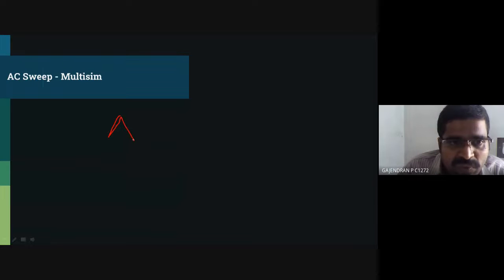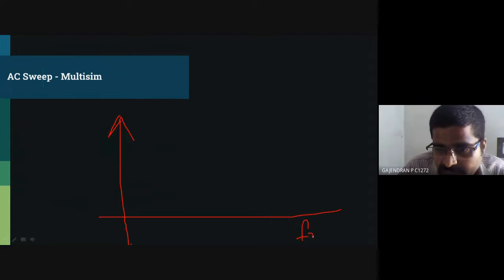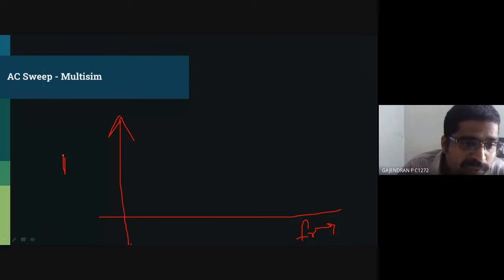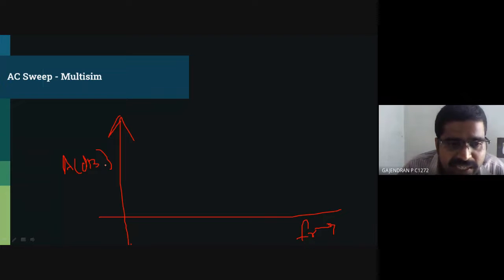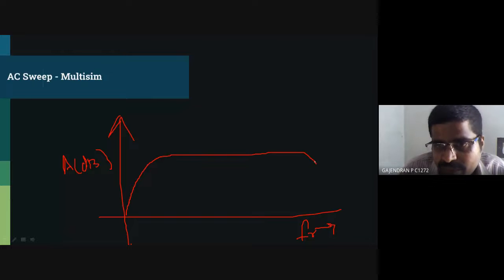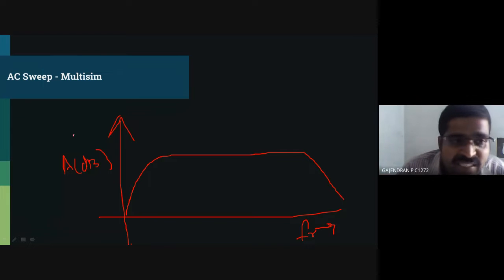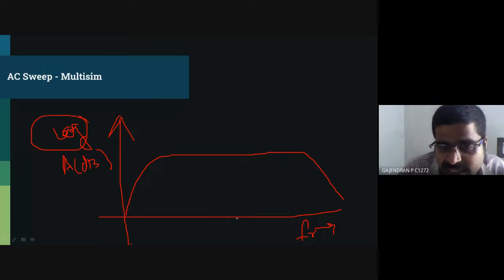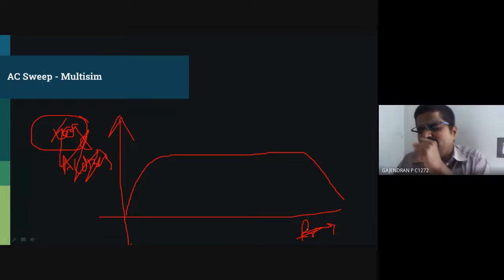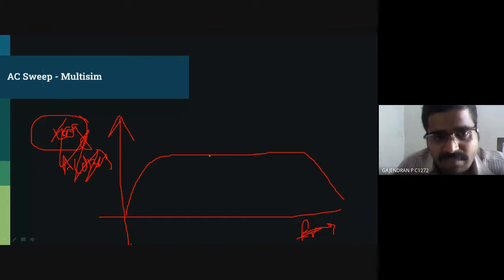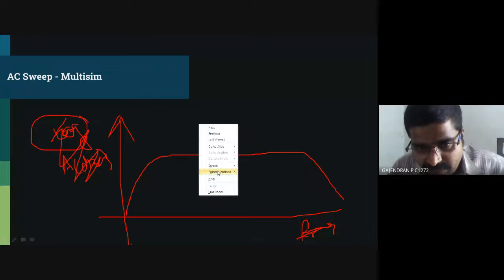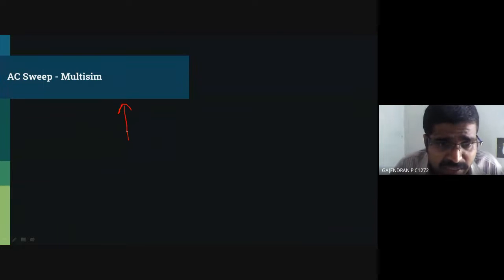Sir, from the frequency and the amplitude in decibel, using these two readings, do we need to plot the graph? Now listen, this is the logarithmic scale. Sorry, I made a very big mistake. Frequency, correct. The X-axis only is the logarithmic scale.